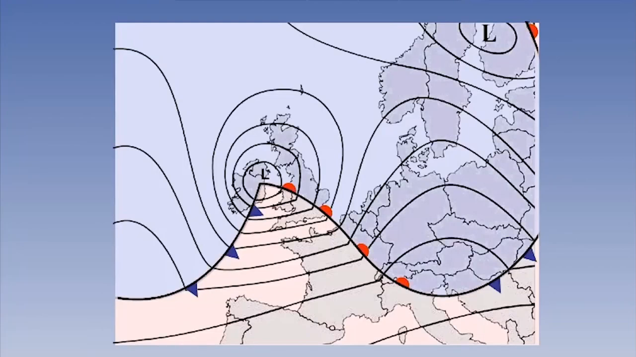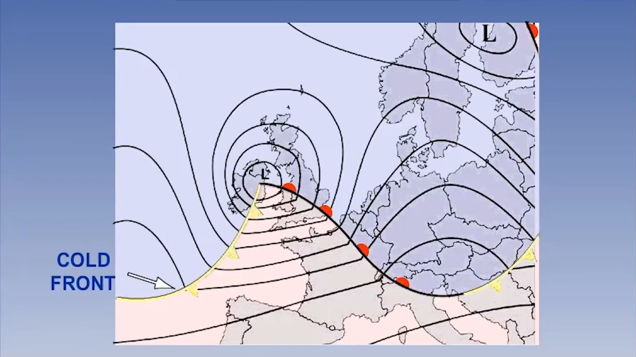If we now look at the fully developed depression from above, we identify two unique surface features. The line with blue triangles on it identifies the first feature. This is called a cold front. This is where we have cooler, heavier air advancing and undercutting the warmer, lighter air.